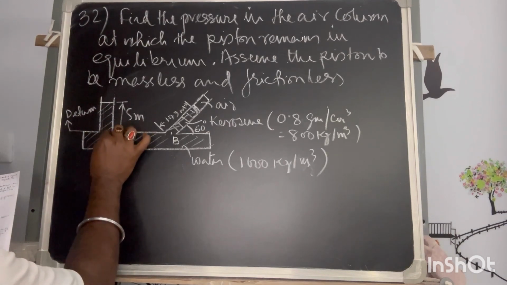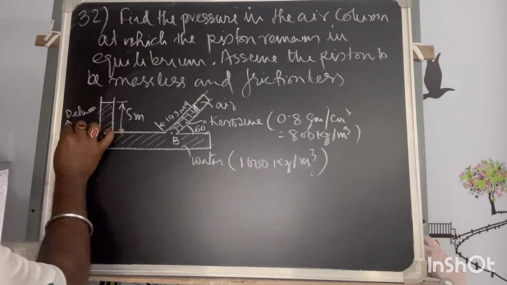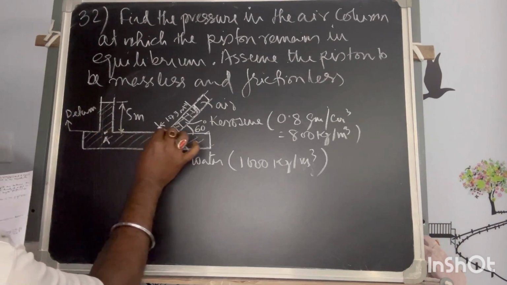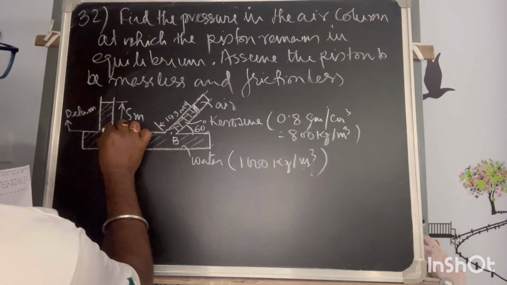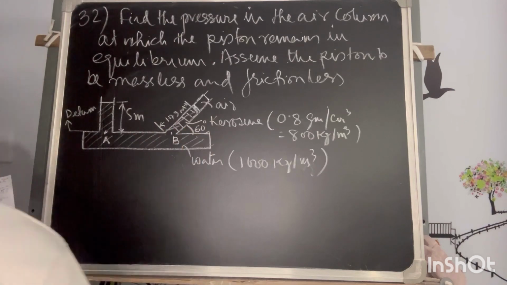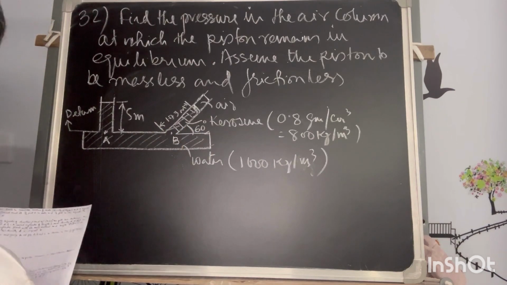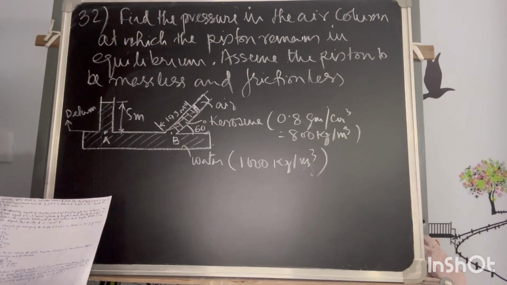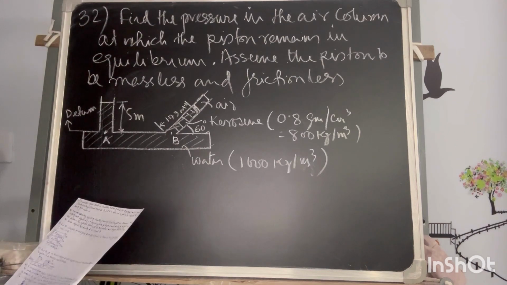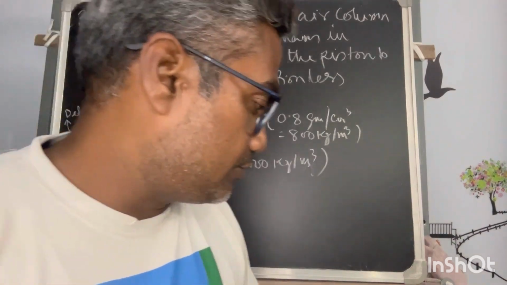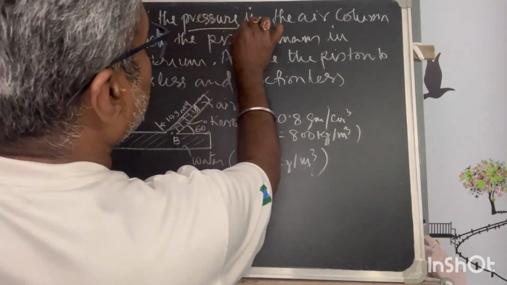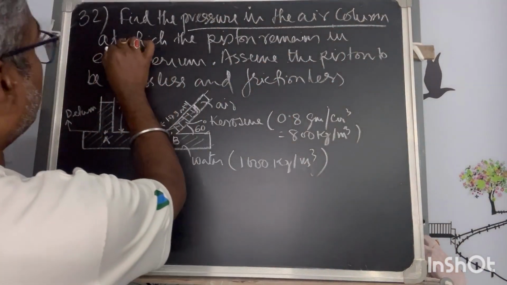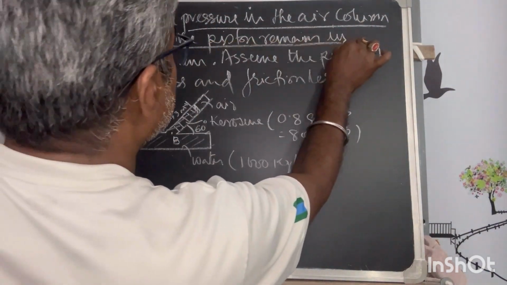There is another point: if I extend the datum level crossing these two legs, they will cut some points A and B that are at the same elevation with the datum. These are the details given. So what is the requirement of the sum? The sum requires that we find the pressure in the air column at which the piston remains in equilibrium.